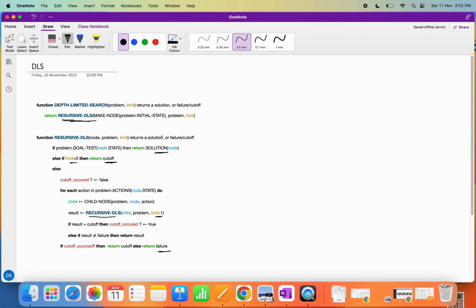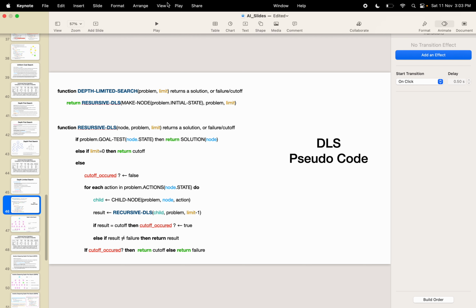So if none of these states occurs and it passes through all the nodes, then we reach a state where we did not have a cutoff, and therefore it becomes failure. So we will have either of these three states. Let us see one example to get more clarity as to how this works.